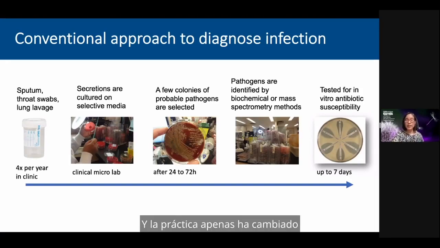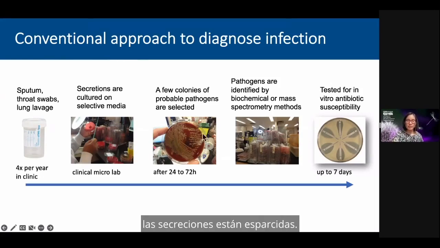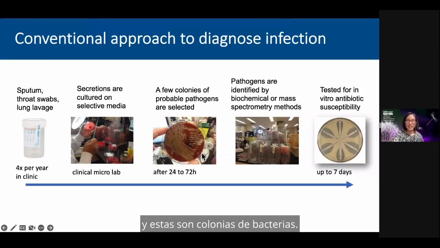And the practice has barely changed over the last few decades, where sputum is sent to the clinical microbiology lab. These secretions are, through standard protocol, cultured on selective media. So you're seeing here somebody with agar plates. These secretions are spread out. And then after anywhere from a day to 3 days, bacteria will start growing on these agarose plates. And these are bacterial colonies.